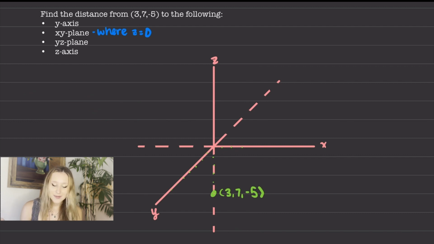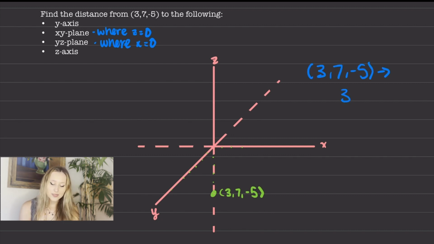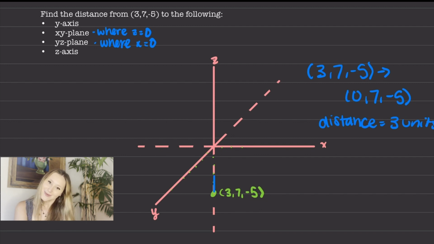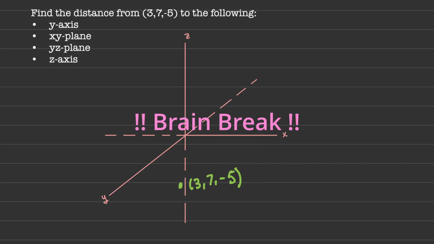Similarly, for the yz plane, what is that? You guessed it. It is where x is equal to 0. So the closest point on the yz plane is (0, 7, -5), and the distance between those points is 3 units. So those ones were easy. Now I want you to try and do the z-axis on your own, and I'll meet you back here.